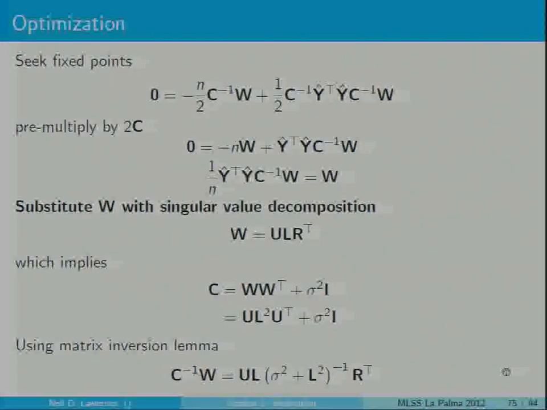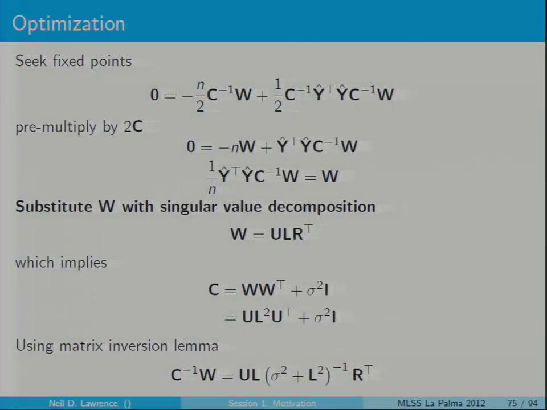I don't know how that extra slide came in. What we're going to do is look for fixed points of that, so we set that to 0. Then we can pre-multiply it by 2C, which gives us that W is equal to this form, bringing that on the other side and moving the minus, and bringing the n by the covariance. So that is now the sample covariance, because it's 1 over n.